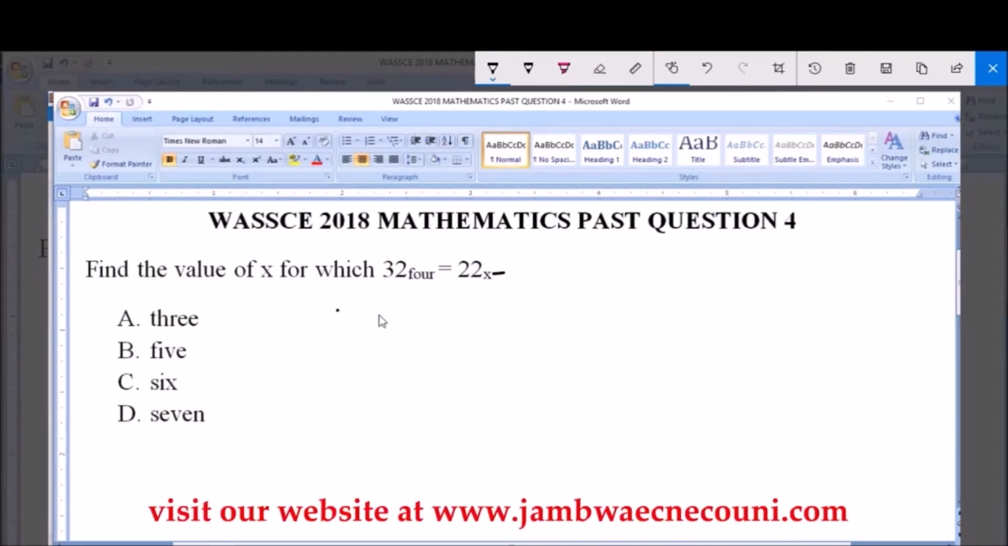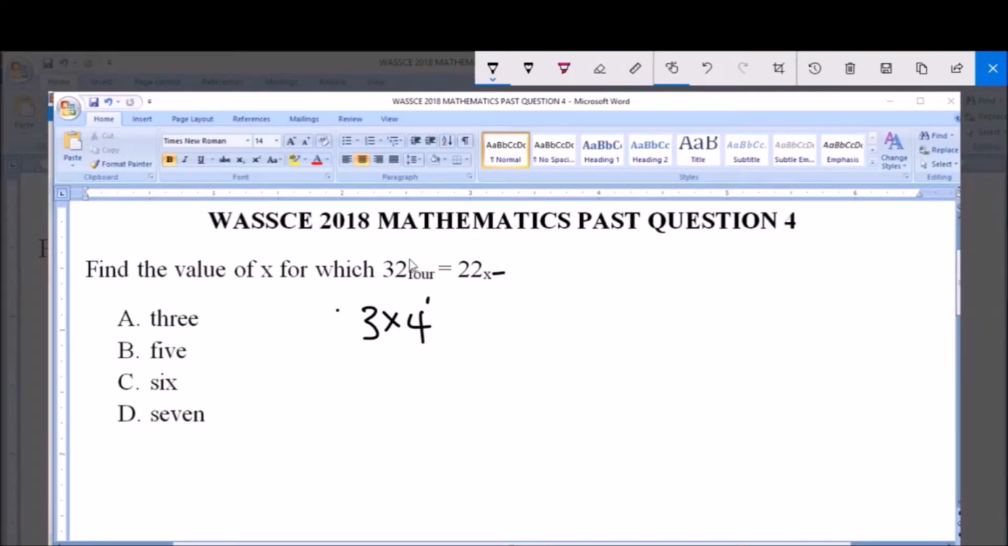Now by doing this, since the base of 34 is known, which is 4, we simply say 3 times 4 raised to the power of 1. Remember, your power starts from 0, then 1, so 3 times 4 raised to the power of 1 plus 2 multiplied by 4 raised to the power of 0, and this is equal to, likewise here too, 0, 1. Since the base is x, you say 2 times x raised to the power of 1 plus 2 times x raised to the power of 0.